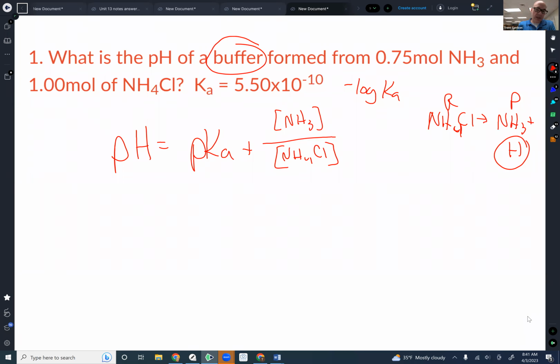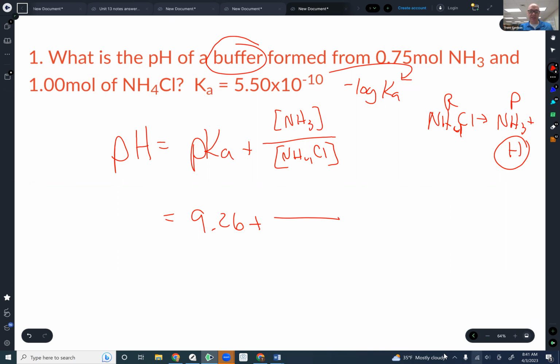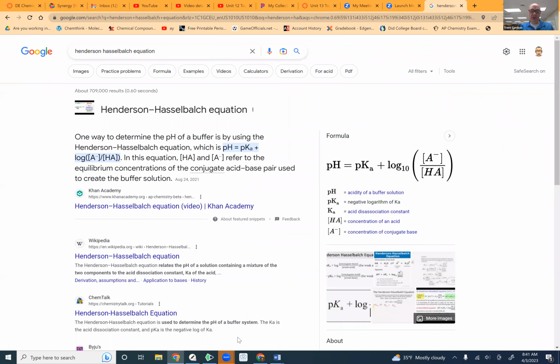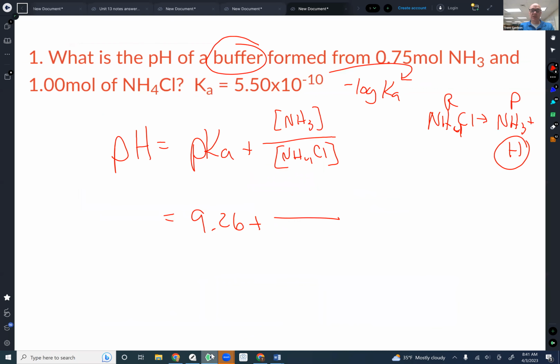All right, so this ends up now just being a simple task of plugging in values. So negative log of that value, let's plug that in. Negative log of 5.5 times 10 to the negative 10, that gives us 9.26 plus, sorry, it's not just this. It's not just the ratio here. It is actually the log of that ratio. So I've got to put this in here as well. Plus the log of that.